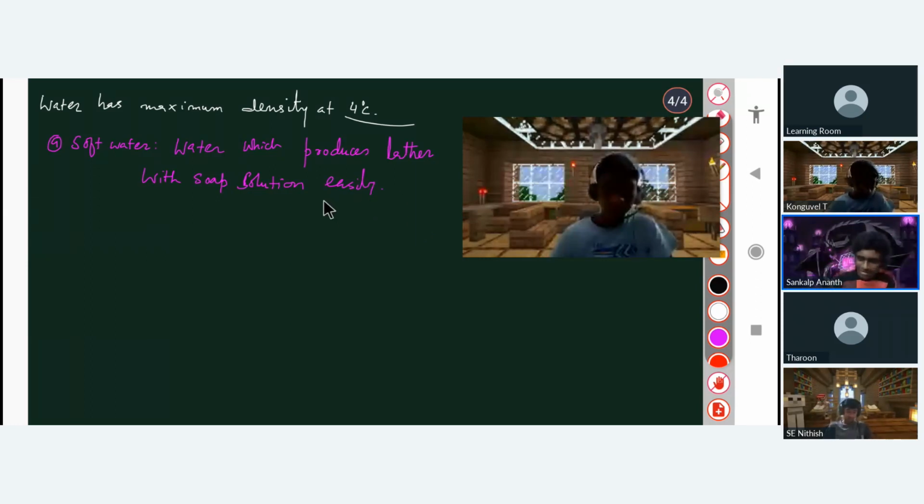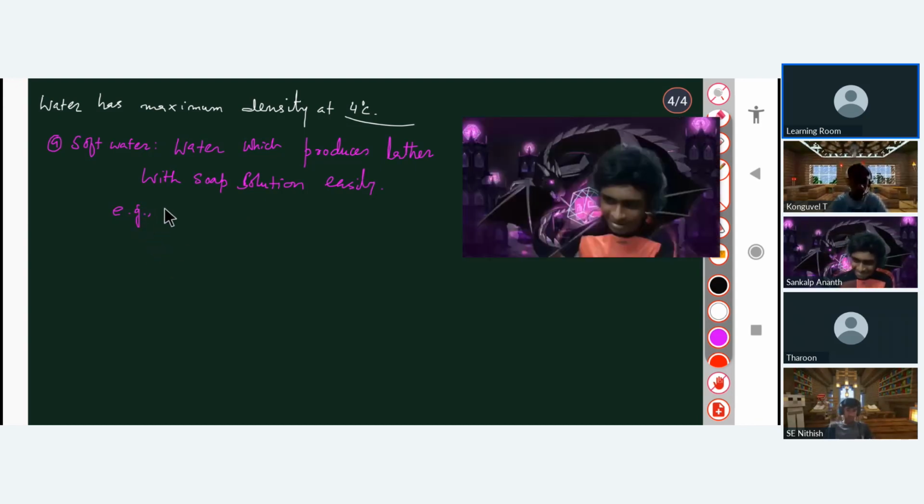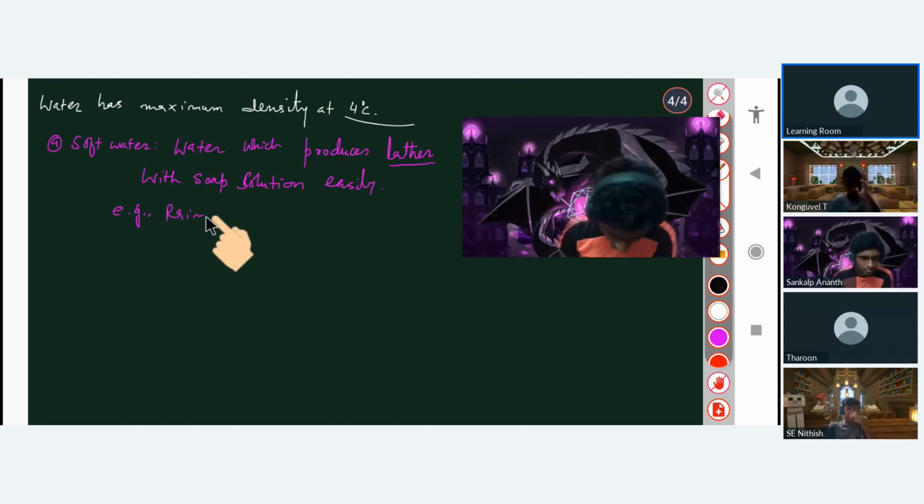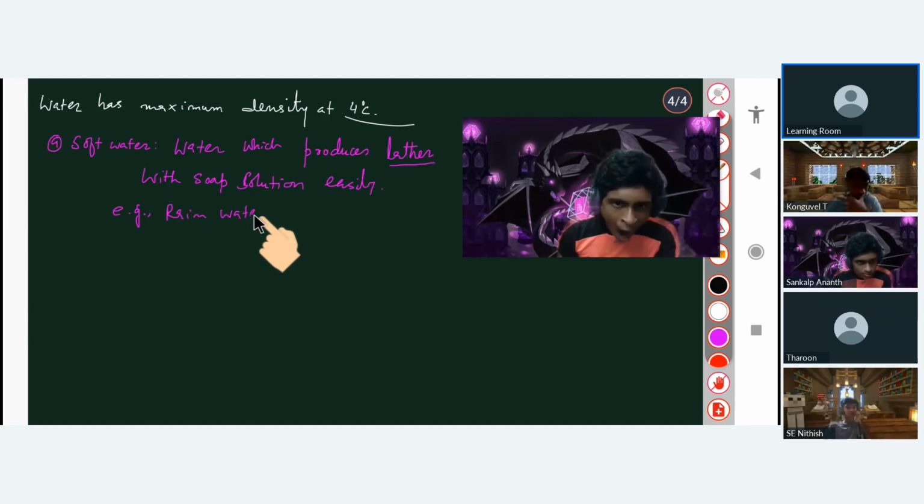Easily means readily, readily means in very good quantity. So when there is formation of lather with the soap, when soap easily dissolves in the water, there is formation of froth. So we call it soft water. An example of soft water is your rainwater. You will write the examples, they are very important. Rainwater.